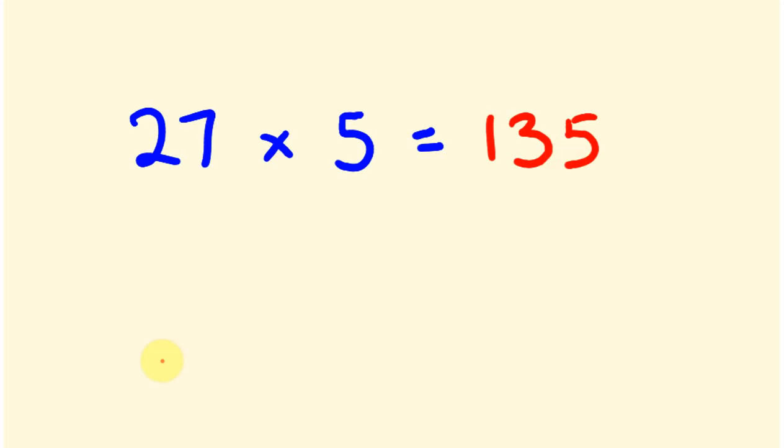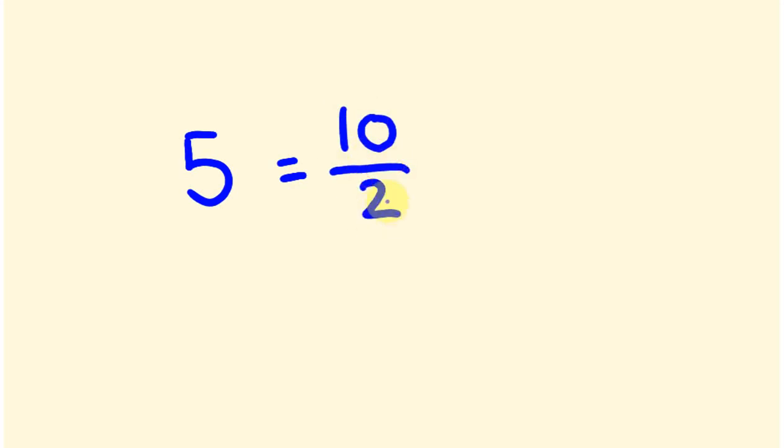So why does this work? This is a really easy idea when you think about it, because realistically, 5 is the same as 10 divided by 2. So what we're doing is dividing by 2 first, and then multiplying by 10. And that's why this works, because it's pretty much the same thing as we just did. We're dividing by 2 and timesing by 10.